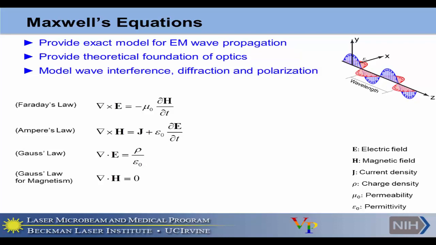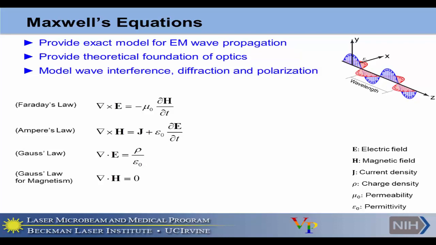The third one is that when we take a closed surface, the electric field is equal to the charge density. And when we take a closed surface, the total magnetic flux is going to be zero because magnetic field lines are circulating, so there's no net magnetic field.